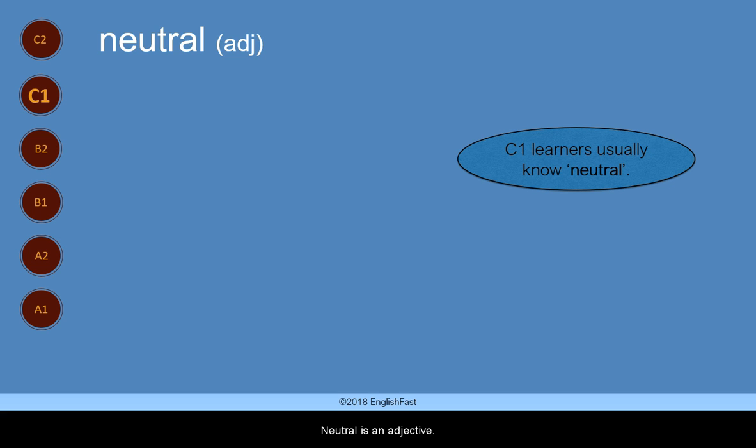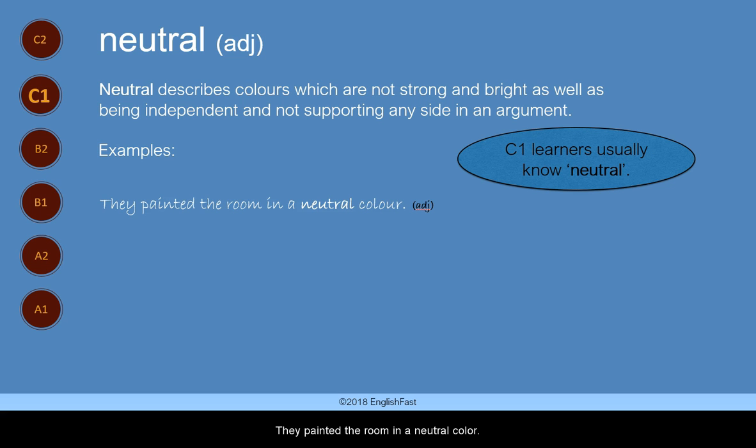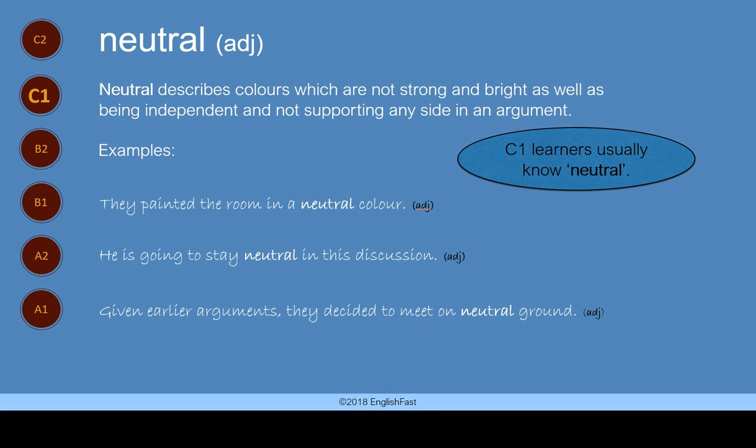Neutral. Neutral is an adjective. C1 learners usually know neutral. Neutral describes colours which are not strong and bright, as well as being independent and not supporting any side in an argument. Here are some examples. They painted the room in a neutral colour. He is going to stay neutral in this discussion. Given earlier arguments, they decided to meet on neutral ground.